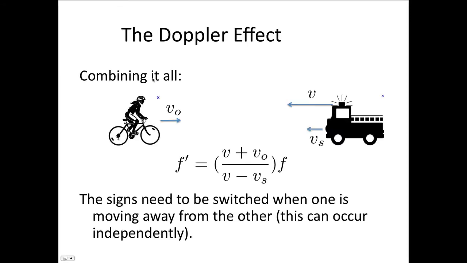So what we can do now is combine these two situations. If both the observer and the source are moving, then the new frequency, f dash, that observed by the observer, is given by v plus v naught, where v naught is the velocity of the observer, over v minus Vs, where Vs is the velocity of the source, times the frequency produced by the source. Now, note that these signs are for when these two things are moving towards each other. If the observer was moving away from the source, then this would be a negative sign. If the source was moving away from the observer, then this would be a positive sign.